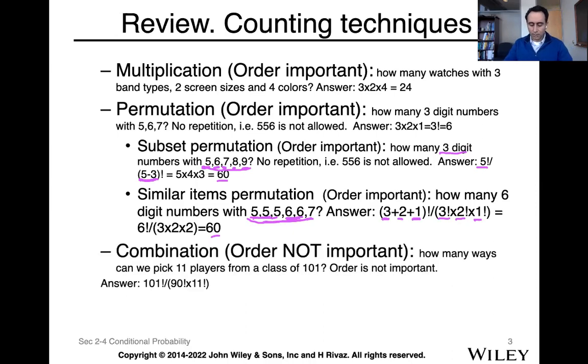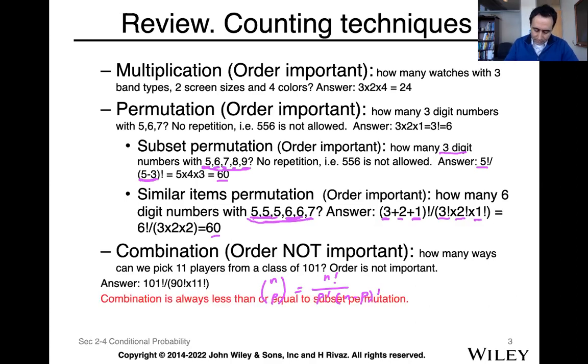And at the end, we talked about combination. So in combination, order does not matter. So how many ways can we pick 11 players from a class of size, let's say, 101, right? And we don't care about the order in which we pick those 11 players. In this case, the answer is basically n choose p, right? Which is n factorial divided by p factorial times n minus p factorial.